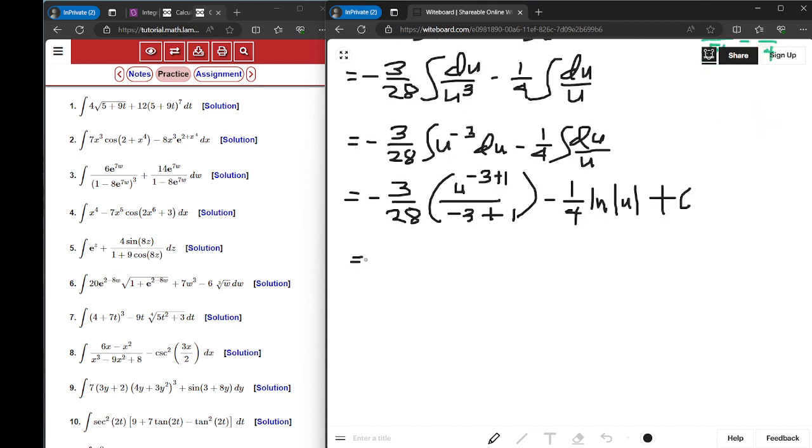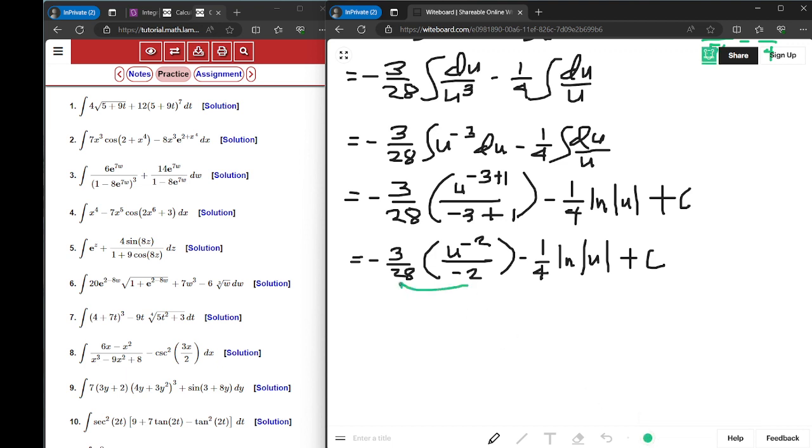Simplifying, we have here negative 3 over 28, and that's u to the negative 2 over negative 2, minus 1/4 ln of u plus c. We can multiply this to here, and the result will be positive. So this is now 3 over 56 times u to the negative 2, minus 1/4 ln of u plus c.